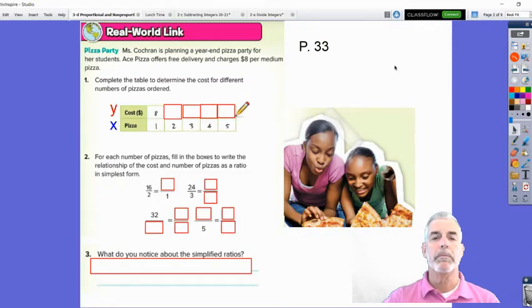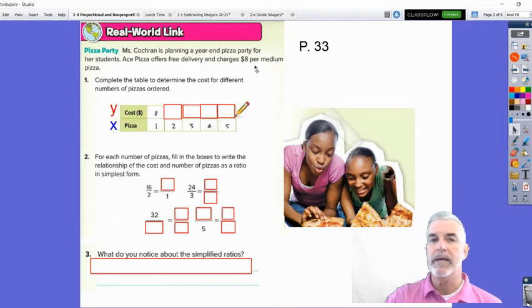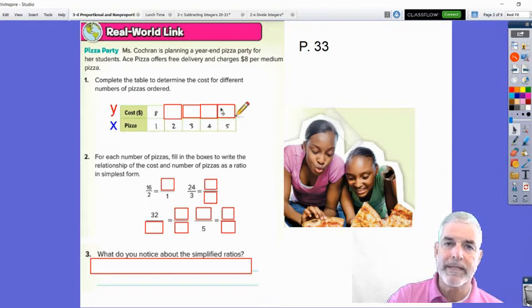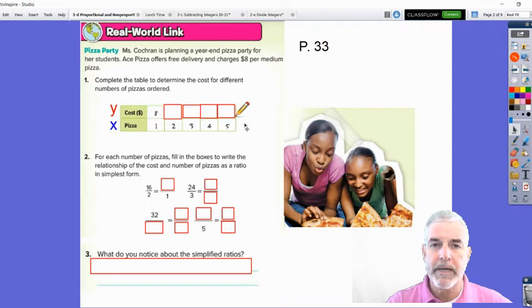All right, we're going to start on page 33, a little discussion about buying some pizzas. Miss Cochran is planning a party and they offer free delivery and $8 for a medium pizza. They ask you to complete this table to determine the cost for different numbers of pizzas.